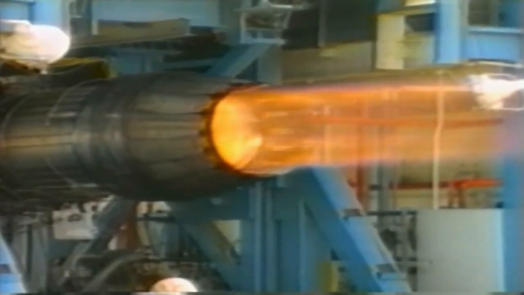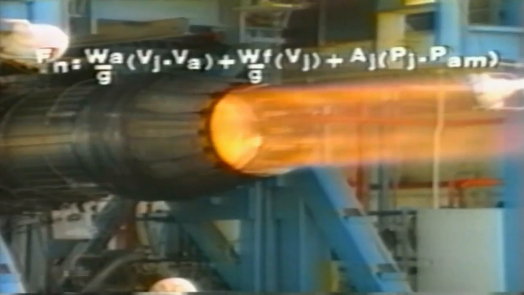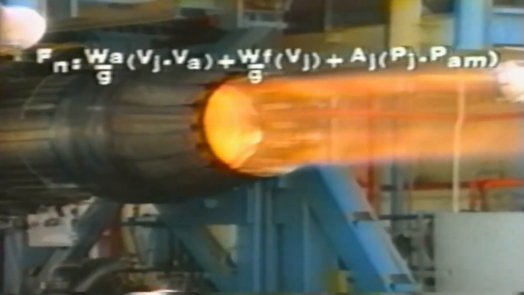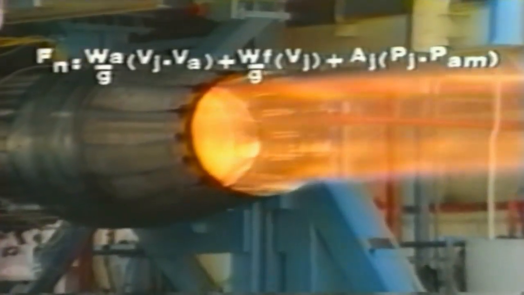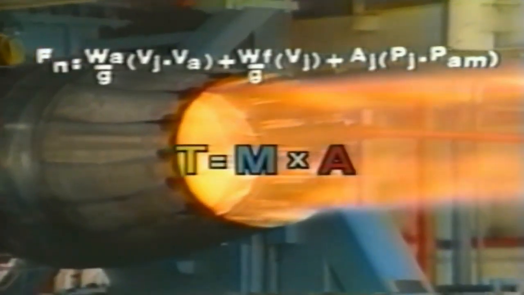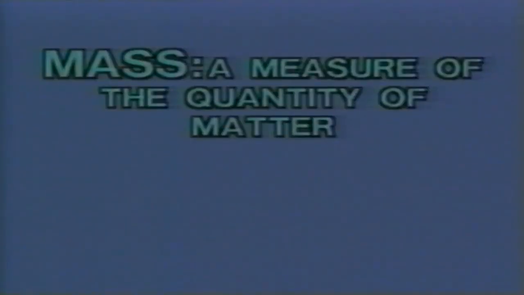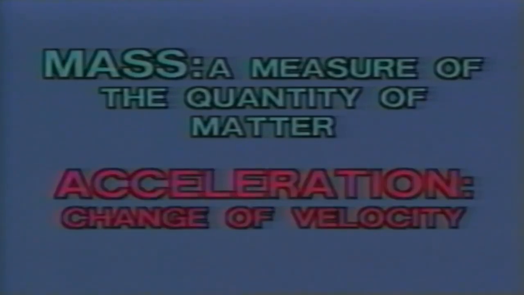Let's look at it this way. If we take the design engineer's thrust equation and put it in its simplest form, it boils down to this. Thrust equals mass times acceleration, or T equals M times A. Mass is a measure of the quantity of matter, in this case, the amount of air going through the engine. Acceleration is a change in velocity, or how much the air is speeded up as it passes through the engine.